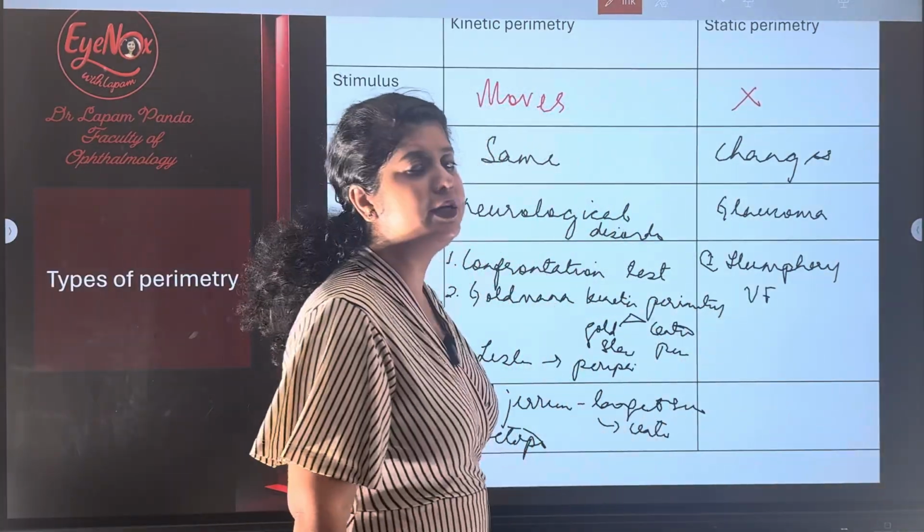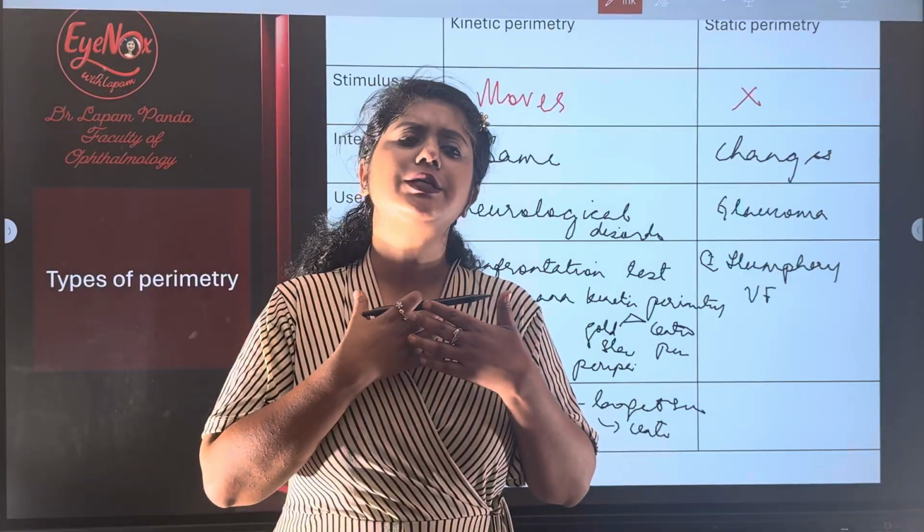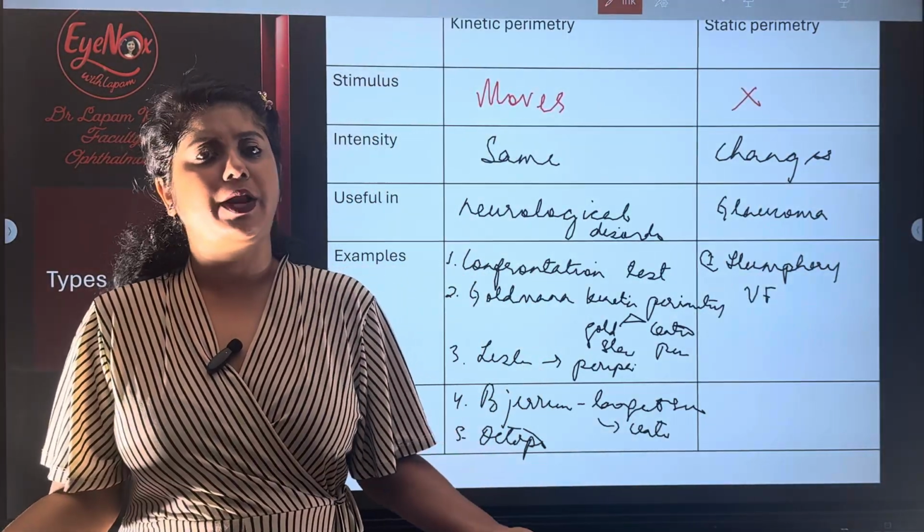And this Humphrey visual field is the most important one, and this is the one which is used in every clinic wherever there is glaucoma practice.